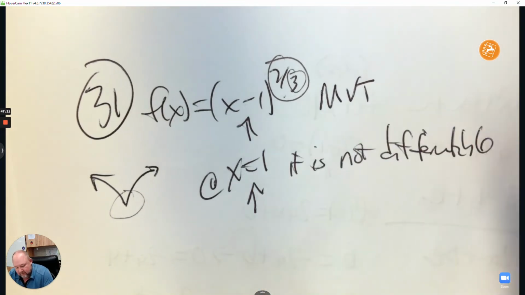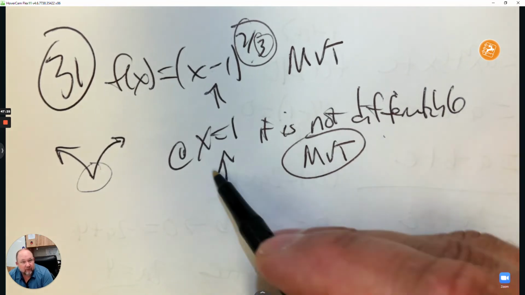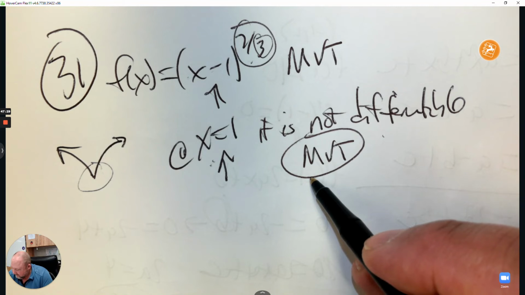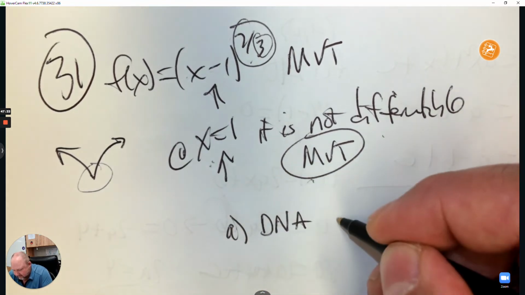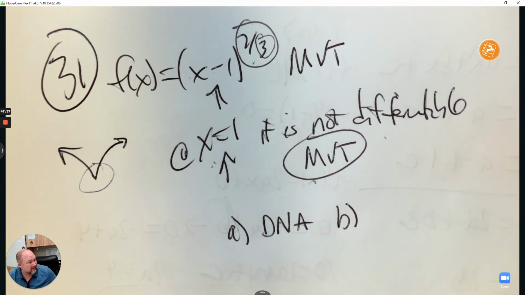So the MVT does not apply when it's not continuous and not differentiable. It's not differentiable at positive 1. So because of that, A, it does not apply. B, it does apply, right? Is it included? So they're including B. 1 is included in that interval.